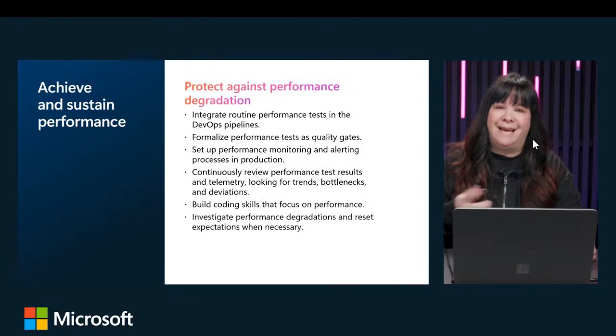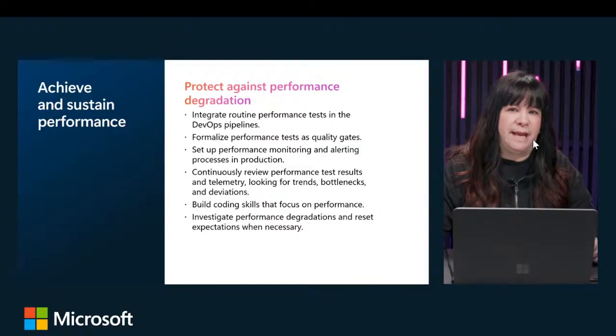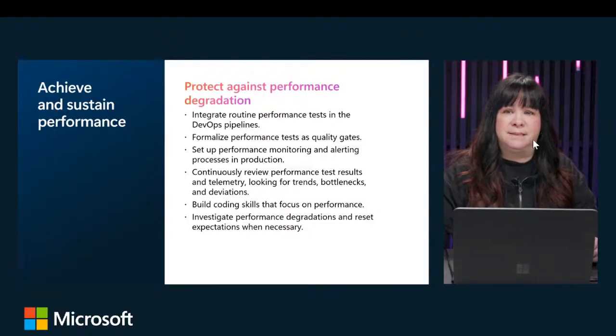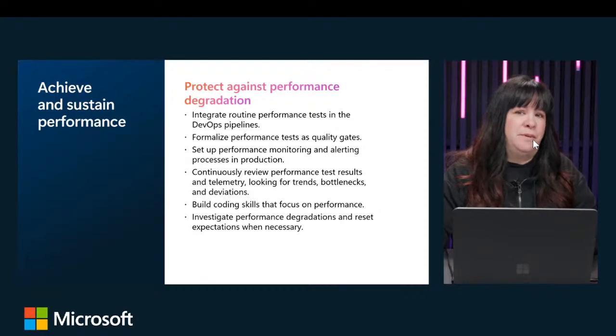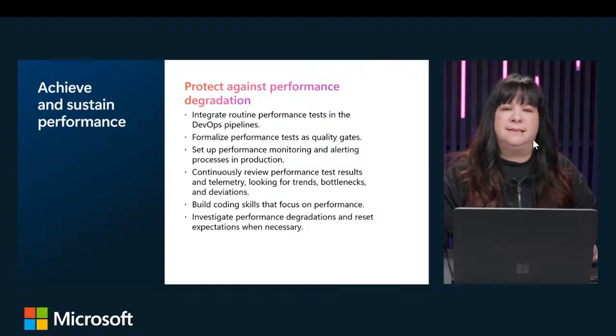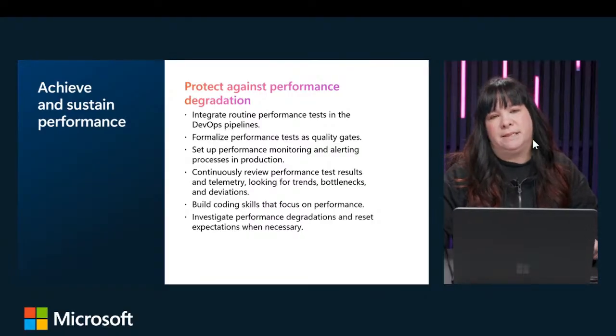Now, when we look at achieving sustained performance, it's essential to integrate routine performance tests into your DevOps pipelines. We've talked about this before. These tests should be formalized as quality gates to ensure that performance standards are consistently met. Set up performance monitoring and alerting processes in production. Continuously review performance test results and telemetry to identify trends, bottlenecks, and deviations. This proactive approach helps in maintaining optimal performance over time.